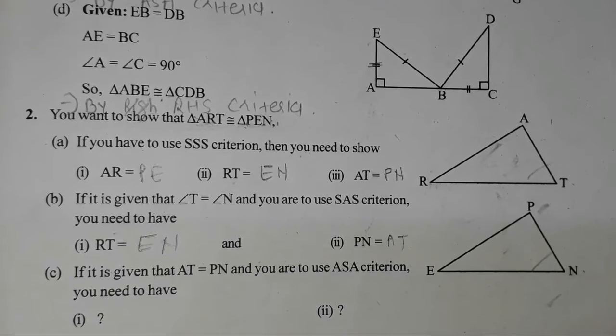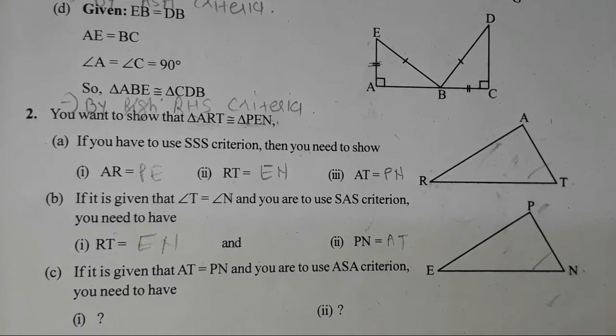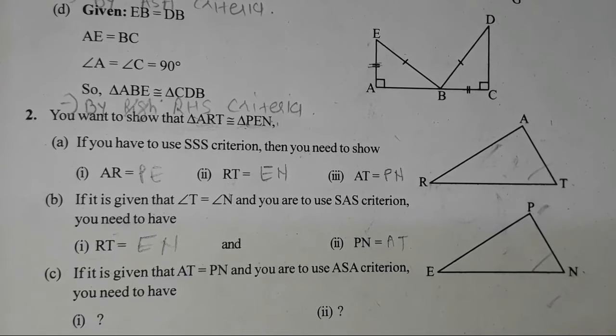So as we know, in the SAS criteria, if the angle included between two sides is equal to the angle included between the corresponding two sides of the other triangle, then it is under the SAS criteria. So here we can write RT equal to EN and PN equal to AT.